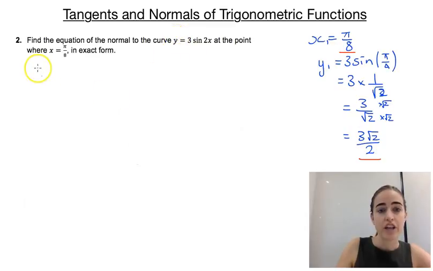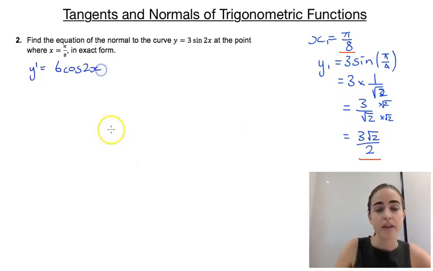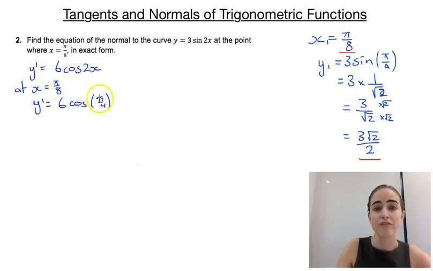So we're going to differentiate this. So we're going to have y dash is equal to, the derivative of 2x is 2, so we're multiplying by that. So we'd have 6 cos 2x. Now we want that at x equals pi on 8. So that's going to give us y dash is equal to 6 cos of pi on 4. Because again, 2 times pi on 8 gives us pi on 4.